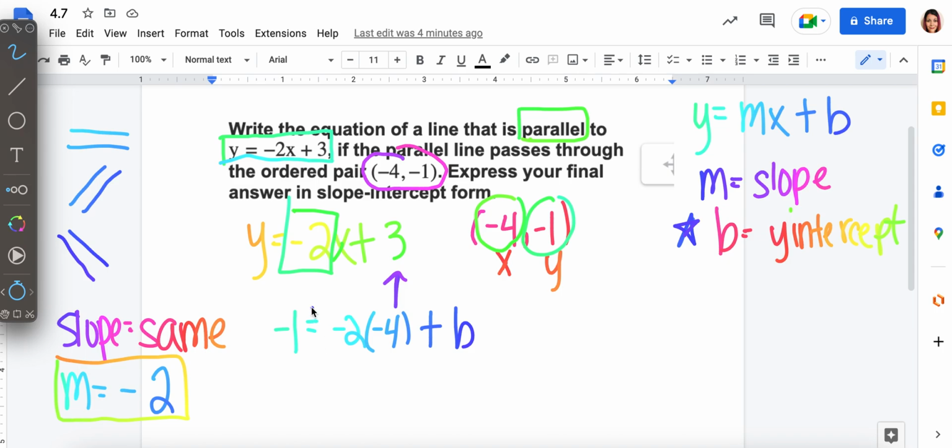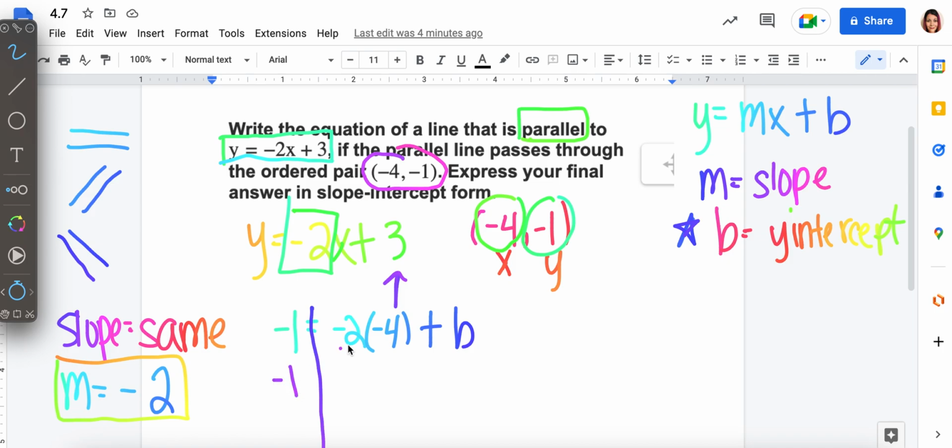Again, this is solving equations. If you need a refresher on solving equations, make sure you go and watch my solving equations videos, because that is a previous skill that you need to know before this lesson.